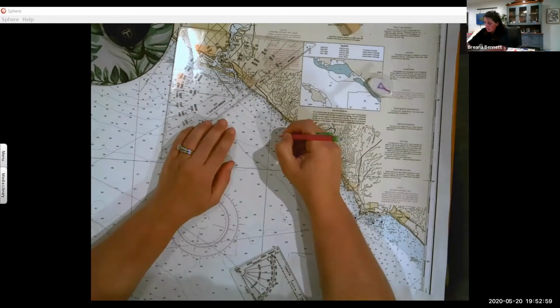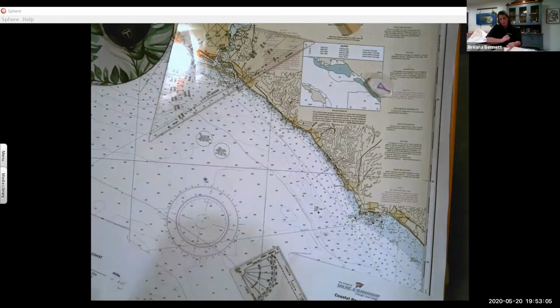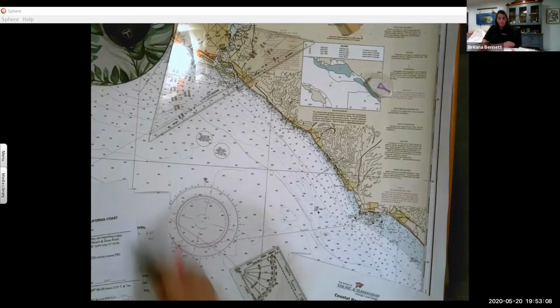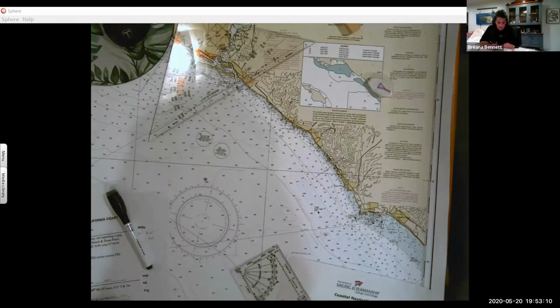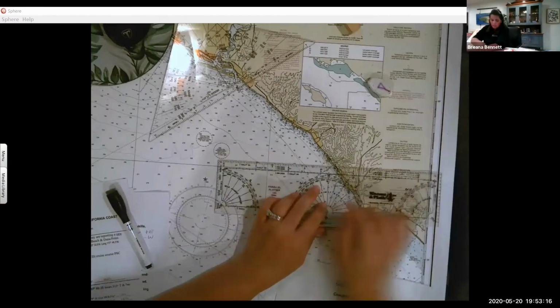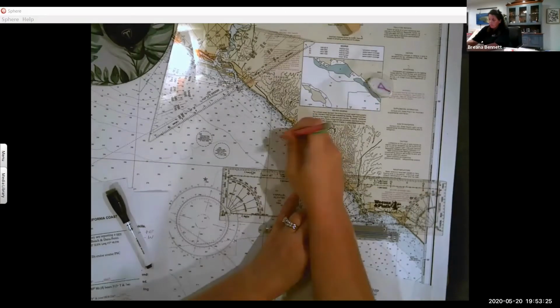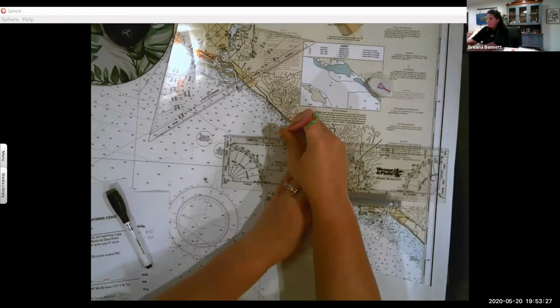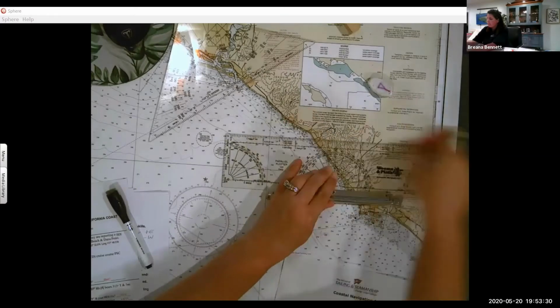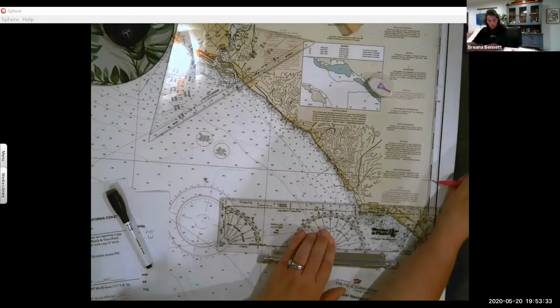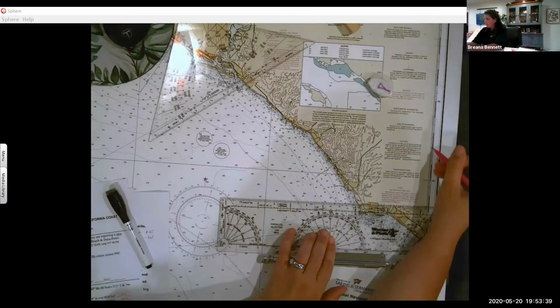So when is this? Or what is your DR position and what time? So it's both. What is the position and the time? To get the position, our latitude, we are close to the edge, so I'm just going to use the roll plotter. We are 31, 32.1.